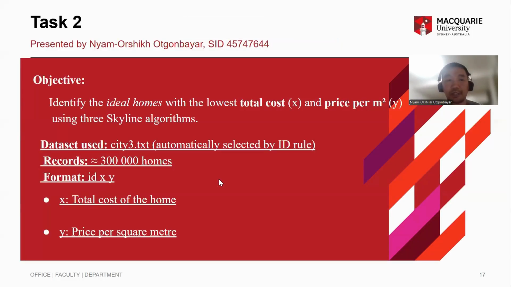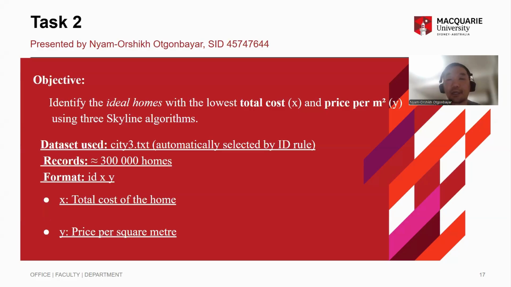The main purpose of Task 2 is to identify the ideal homes with the lowest total cost and lowest price using three skyline algorithms. The dataset is a very large amount of data based on two criteria: first, the total cost of the home, and second, the price per square meter. The ideal home should have both a low cost and low price. So we must remove the homes that are dominated, meaning another home is better in both attributes, to find the optimal points.